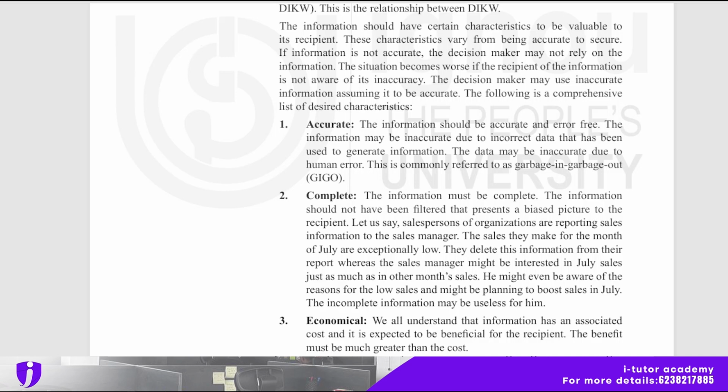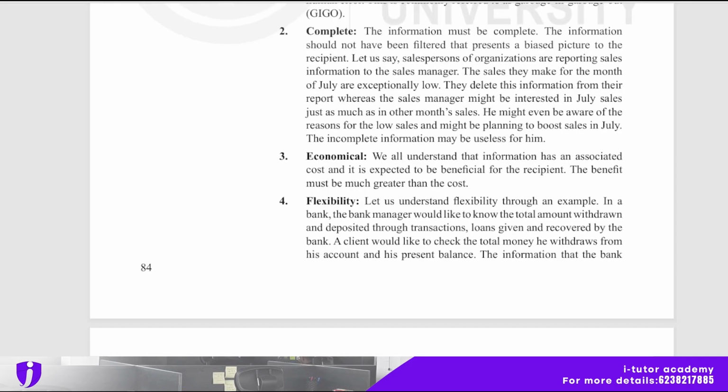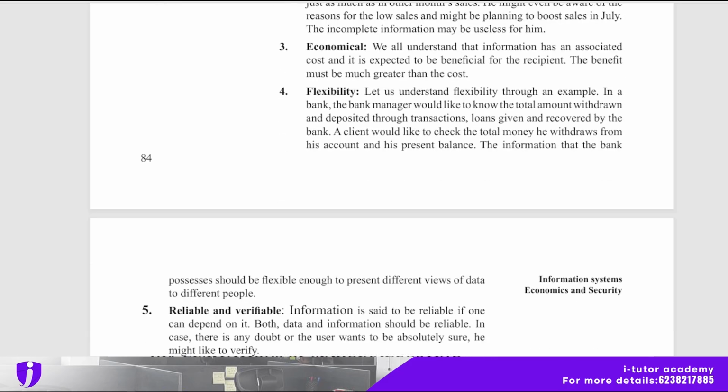The information may be inaccurate due to incorrect data that has been used to generate information. Complete: the information must be complete. The information should not have been filtered in a way that presents a biased picture to the recipient. And economical: we all understand that information has an associated cost and it is expected to be beneficial for the recipient. The benefit must be much greater than the cost.